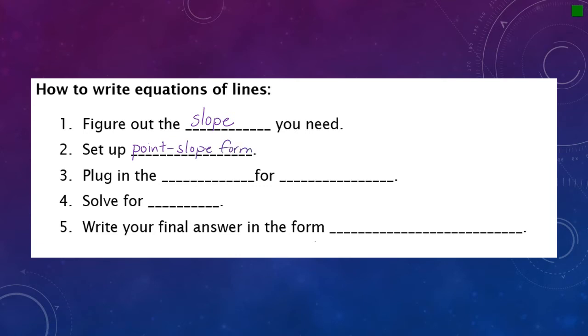And point slope form looks like this. Y minus y1 equals m times x minus x1. You're going to plug in the point that you're given for x1 and y1. So I'm talking about these right here, x1 and y1 in the point slope form. Then you're going to solve for y, and you're going to write your final answer in the form y equals mx plus b, which is slope-intercept form.